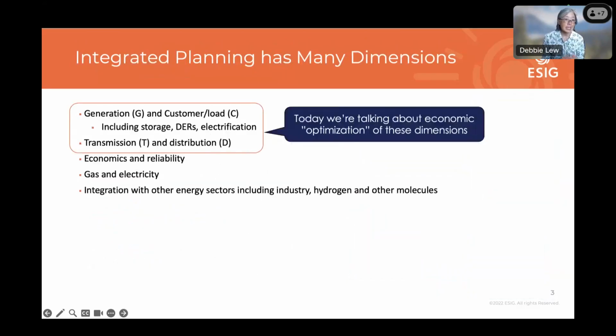So if I say the words integrated planning to any of you, you'll all have different ideas in your mind as to what that means, right? Some people are thinking gas and electric coordination. Some people are thinking industry, hydrogen. What we're going to focus on today is this piece here, basically focused around generation and the load. So that includes storage, includes DERs, includes electrification, and transmission and distribution, that dimension. And that's going to be the focus of this workshop.